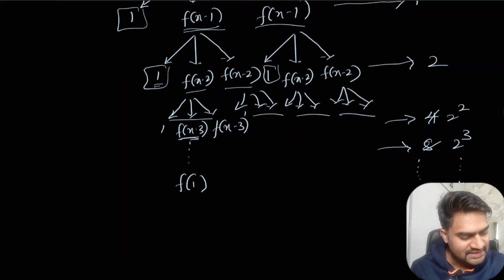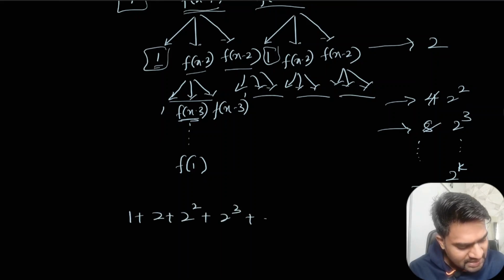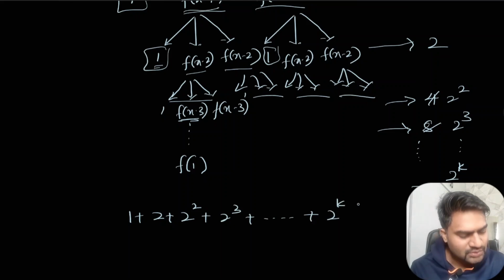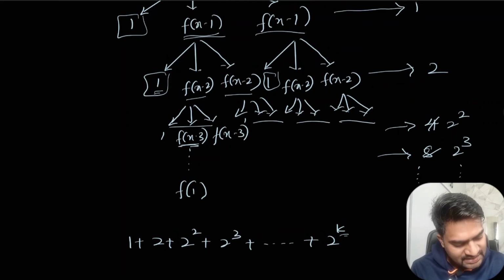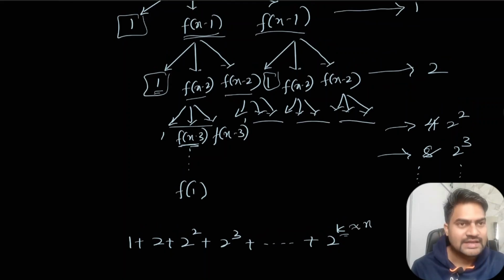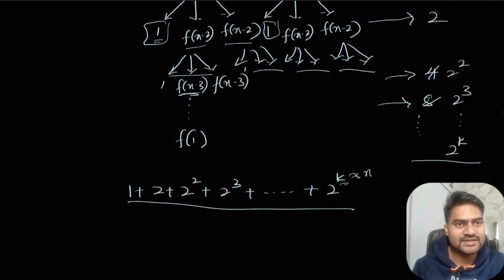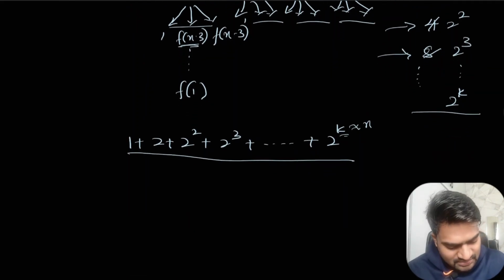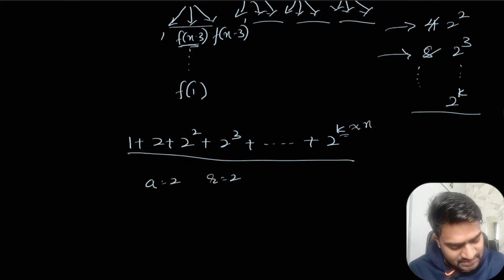So if that is the case, then we will have to sum up to get the total work done. So 1 plus 2 plus 2 squared plus 2 cubed and so on till 2 to the power k. But what is 2 to the power k here? Since there are n iterations, it will be somewhere near n. So I will take it as 2 to the power n. Again we got the GP. So we will apply the same formula. A will be 1, sorry, the initial term, and R will be 2.